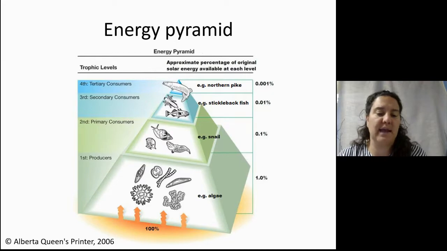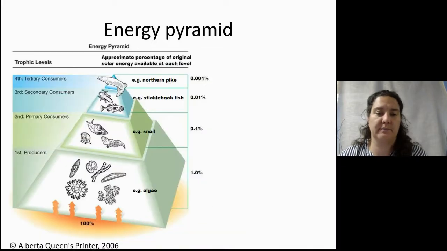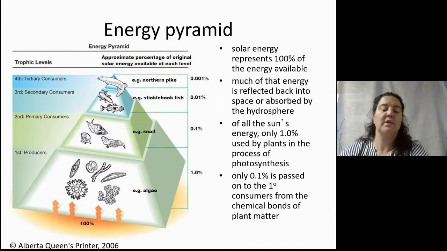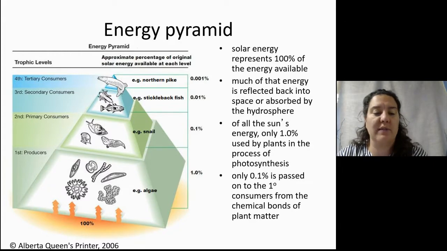So here we can see that energy pyramid where sunlight enters at the bottom. We have our producers, primary consumers or herbivores, secondary consumers, and then tertiary consumers that eat other carnivores. So solar energy is going to, at the very bottom, represent about 100% of the energy available. And only about 1% is used by plants in the process of photosynthesis.